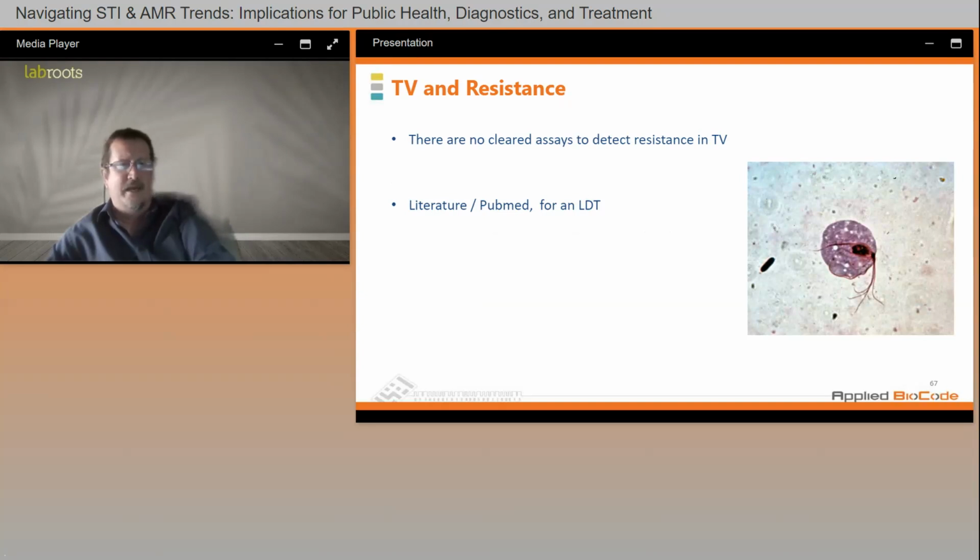There aren't, again, any cleared assays that allow us to find resistant TV through molecular means, but if you go through and scan the literature on PubMed, you'll find LDTs, laboratory developed tests that aren't obviously cleared, that would allow you to find the mutations associated with resistance.